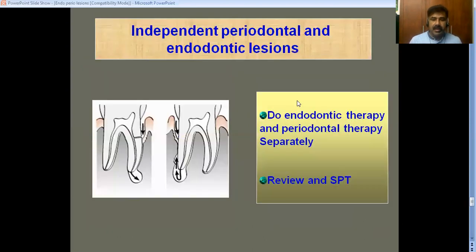Now, suppose they are independent lesions, and they're not meeting each other. You have a caries with a periapical lesion, and you have a pocket that is about 5 or 6 millimeters deep. You can do it at your convenience. You do a scaling first. If you feel like doing a flap surgery first, do a flap surgery first, then do a root canal. And if the patient is having severe pain due to the caries lesion, do a root canal treatment first. When they are independent lesions, the sequence is based on the complaint of the patient. After that, you put the patient on review and SPT.